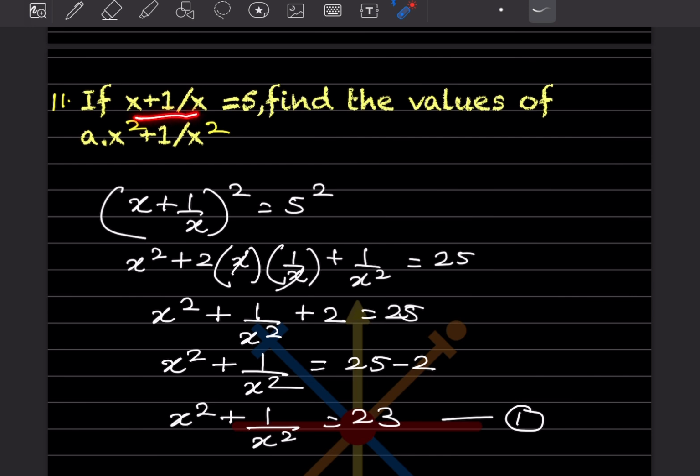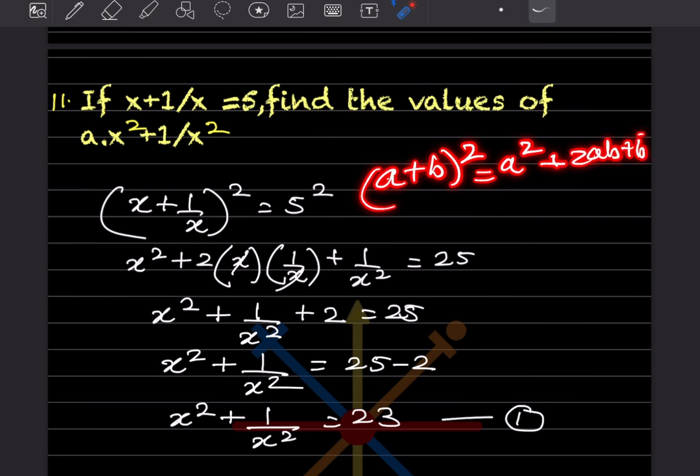Here, if x plus 1 by x is 5, and you have to find the value of x square plus 1 by x square. One more thing we know: if we take the square of x plus 1 by x, it will be the square of 5 also. So that is going to be 5 square. Now this is in the form of a plus b whole bracket square, that is a square plus 2ab plus b square. So this is a, this is b.